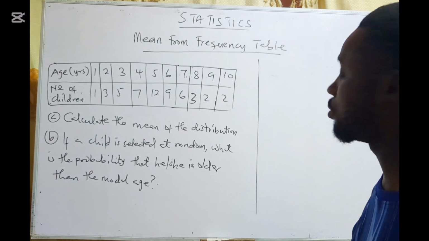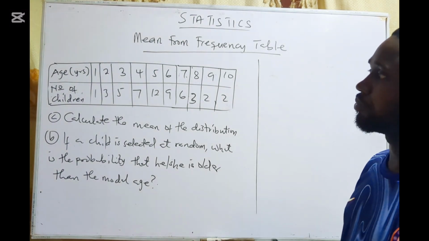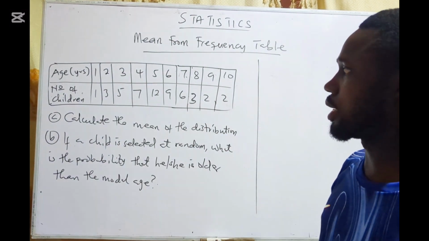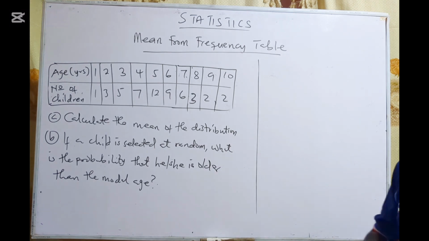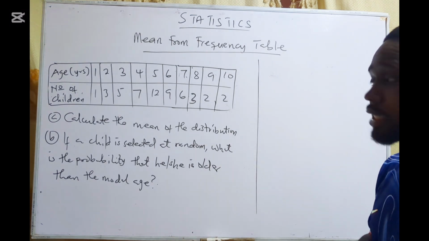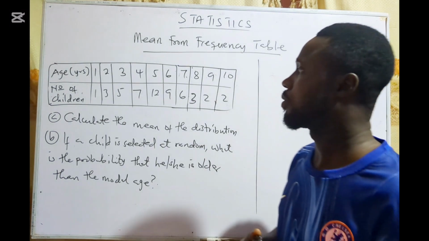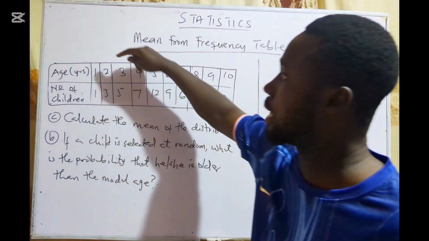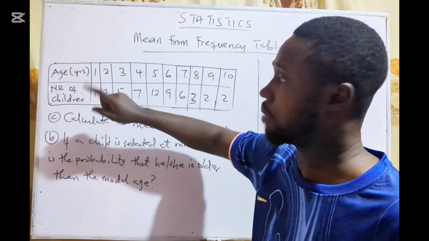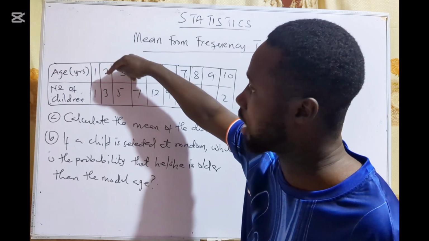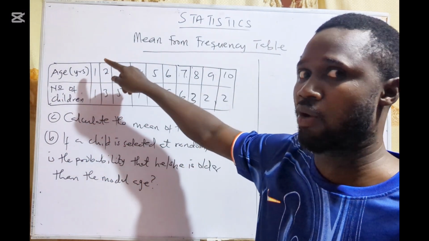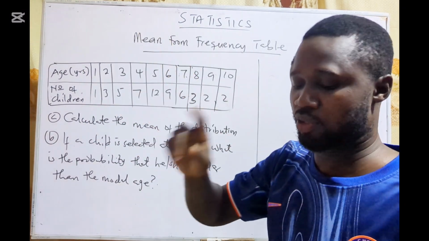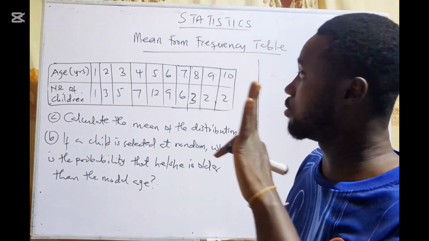What we should take note of is that when we are given a frequency table and you are asked to find the mean, you know that with the mean, you put all the data together and divide by what? The number of values of the data. Here, when we take the age 1, we have only 1. But when we take the age 2 years, we have 3 children being 2 years. So if I'm supposed to add, I will add 2 three times: 2 plus 2 plus 2. But 2, we have 3 children.